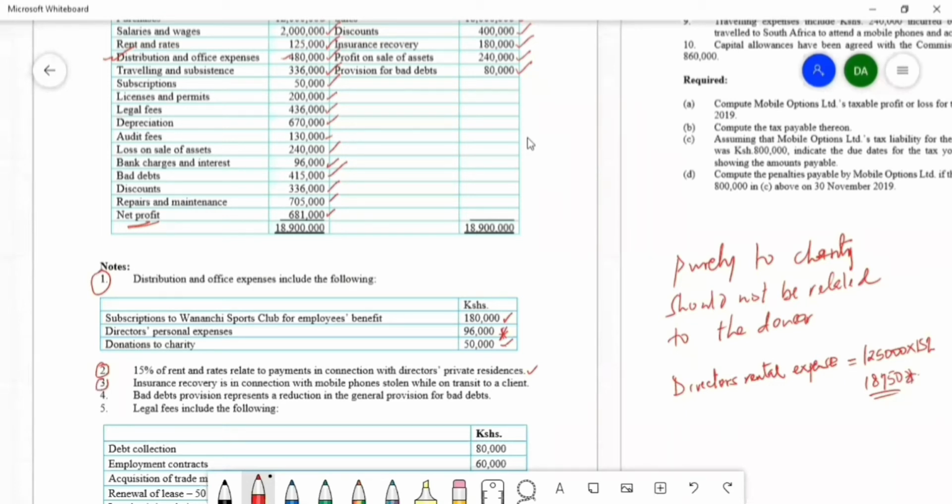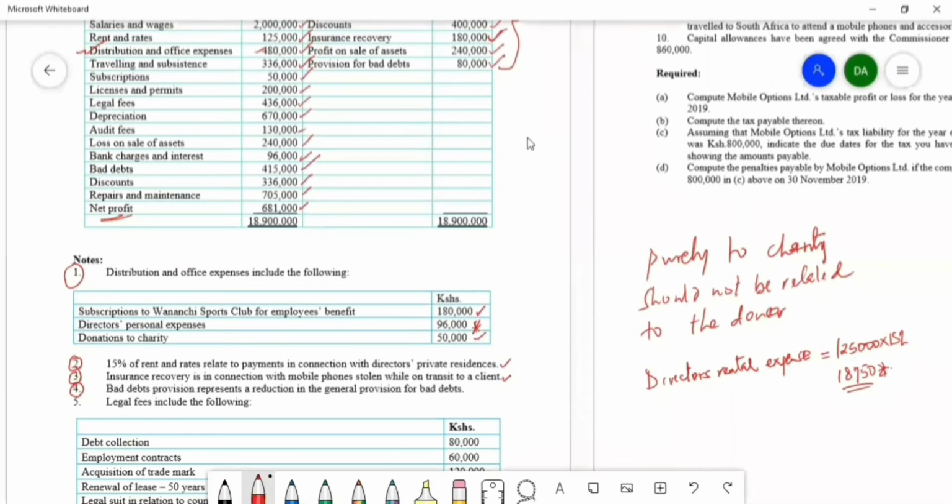Next, insurance recovery is in connection with mobile phones stolen while in transit to a client. This is loss of trading stock. And because it is loss of trading stock, then the insurance recovery becomes a taxable income, which is an item here. So it is a taxable income. It has been added. There's nothing we need to do to it because it was supposed to be added and it has been added. So it is correct treatment.